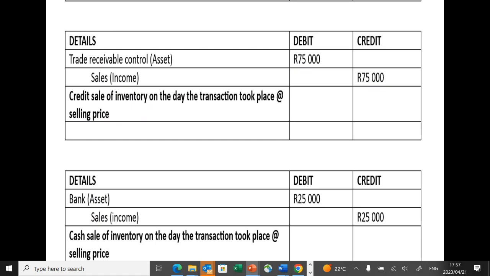So our sales income will be how much? It will be 75,000 rand. Remember that we are recording the sale transaction at a selling price. What I want you to pay attention to here is that for this transaction we don't write anything about cost of sales, because we cannot determine the cost of sale at the time of making this sale. That's why we don't have anything that talks about cost of sales here.